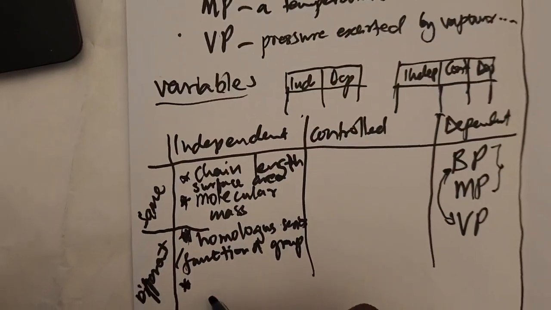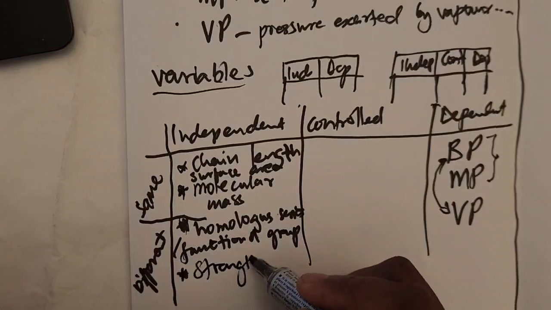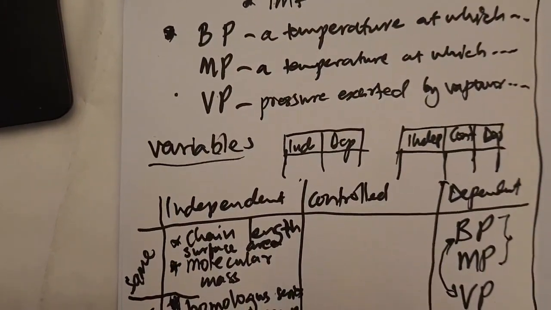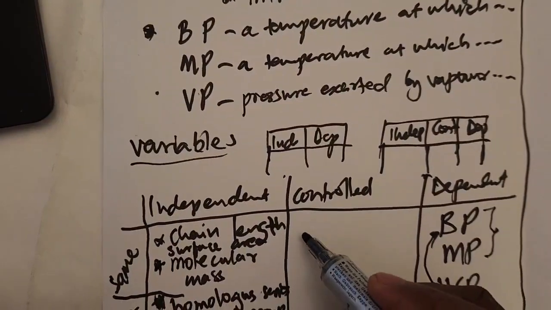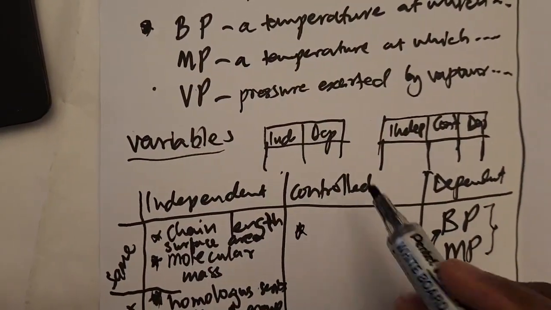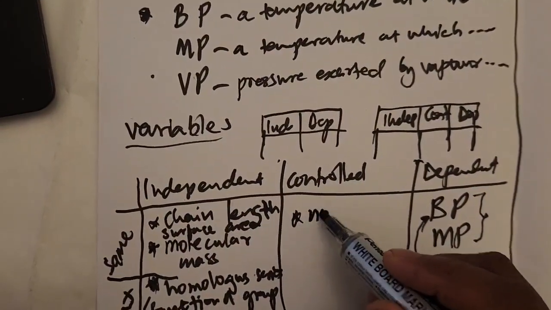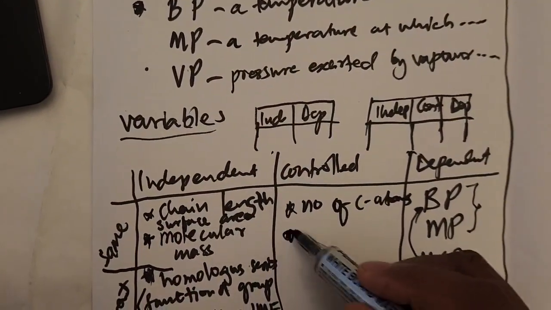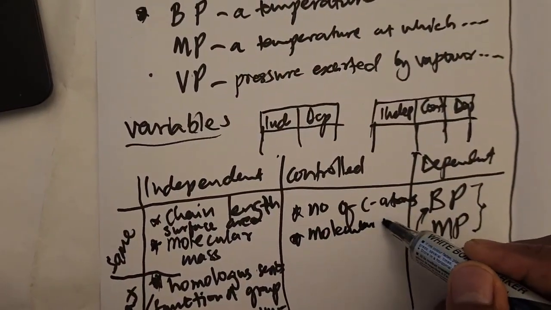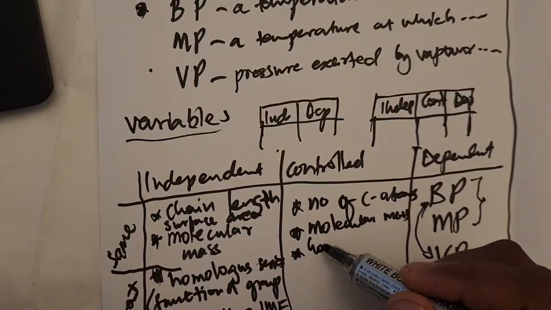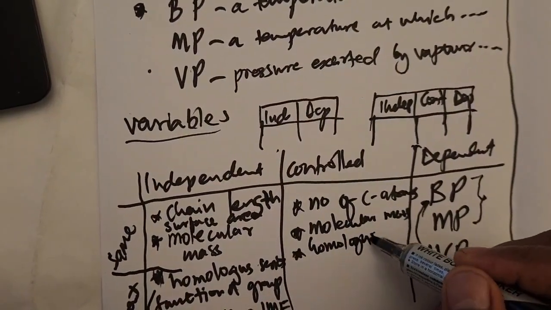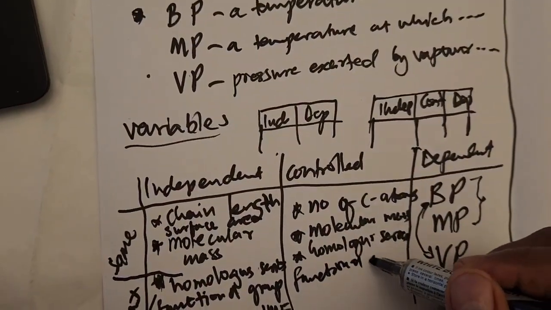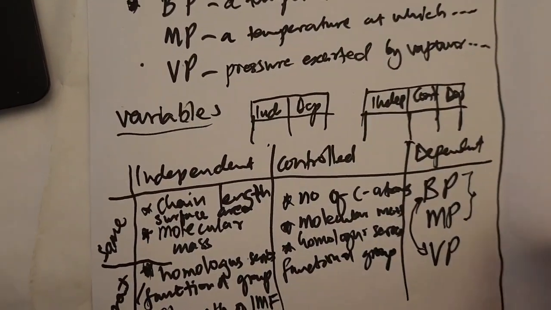Then the last one will be the strength of intermolecular forces, IMF. Fine. Now what can be controlled mainly will be 4 or 3. 1, if they are the same, I can control the number of carbon atoms. I can control the molecular mass. I can control the homologous series or functional group. I think that's all that you can control here, which is very easy.